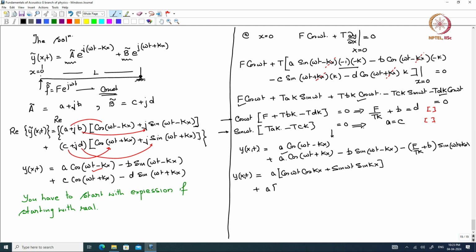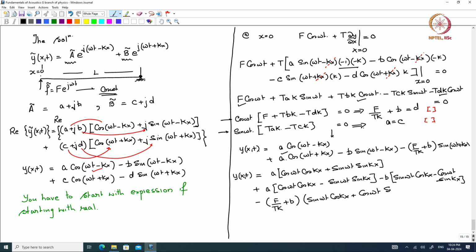plus a cos omega t cos kx minus sin omega t sin kx, minus a b sin omega t cos kx minus cos omega t sin kx, minus f over tk plus b sin omega t cos kx plus cos omega t sin kx.